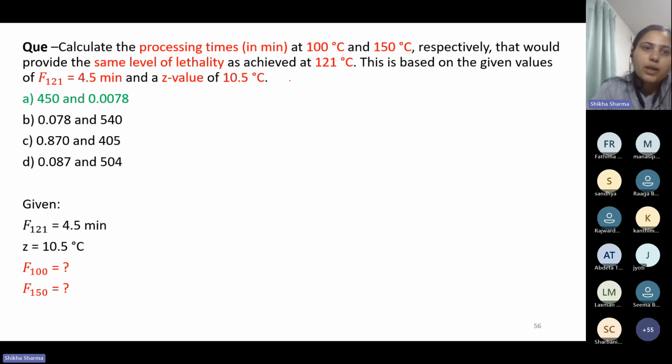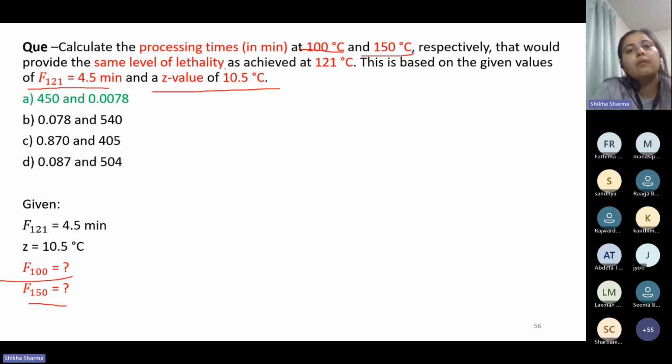The F value here is given as 4.5 minutes and the Z value is given as 10.5 degrees Celsius. We need to calculate F at 100 degrees and 150 degrees Celsius. So how can we calculate it if it maintains the same level of lethality? The lethality being the same means the microorganisms dying are the same, and we need to tell how much time we need at 100 degrees, and how much time we need to apply if we treat at 150 degrees.